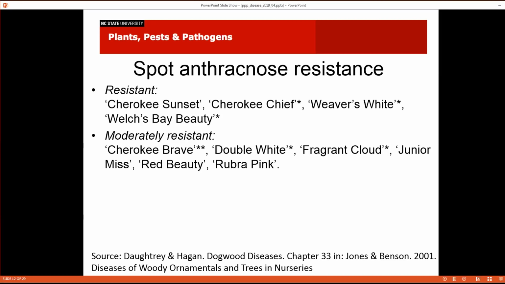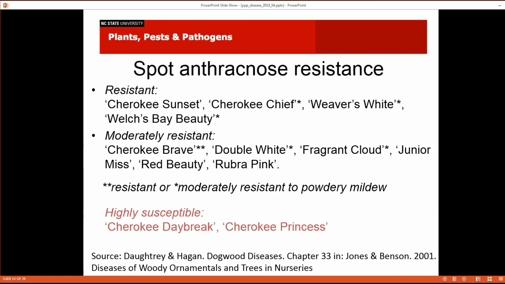The asterisks here, though, are to remind us all that you can't just consider one disease when you're picking your resistance. So those with an asterisk are resistant or moderately resistant, and with two, resistant to powdery mildew, which is equally as big a boogeyman for flowering dogwood as the spot anthracnose is. Notice that Cherokee Sunset is susceptible to powdery mildew, even though it is resistant to spot anthracnose. And again, Cherokee Daybreak and Cherokee Princess are highly susceptible to spot anthracnose.